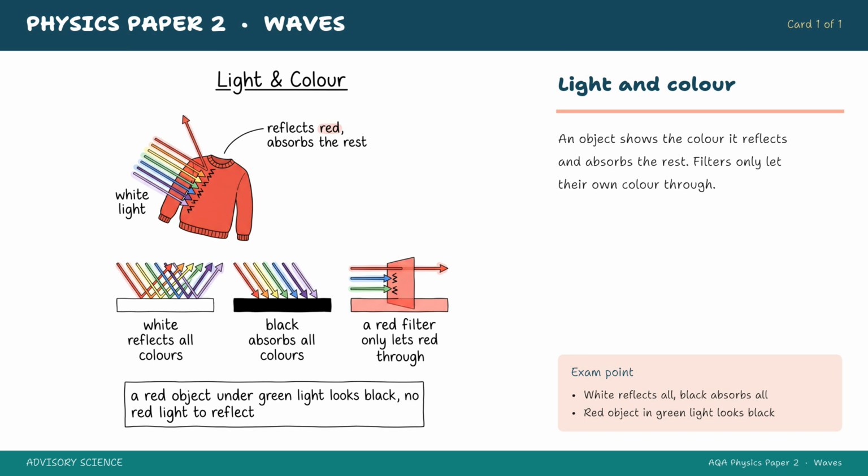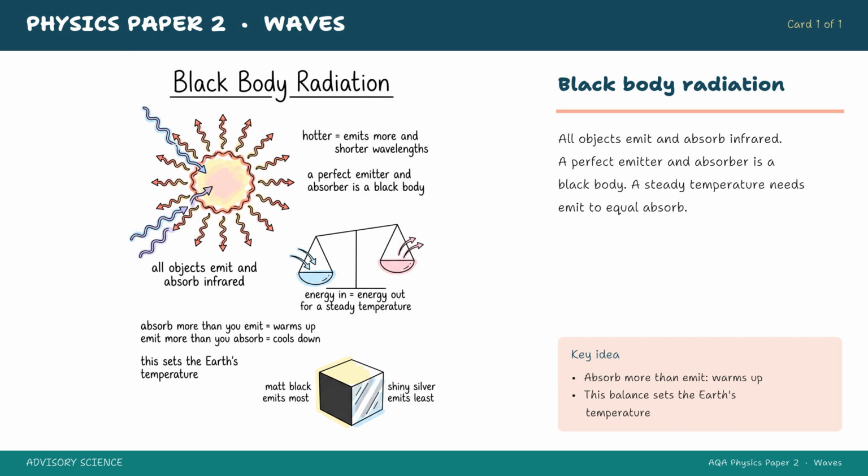Black body radiation. Black body radiation is the electromagnetic radiation given off by all objects because they have a temperature. A perfect black body is an ideal object that absorbs all the electromagnetic radiation that falls onto it. It also emits radiation better than any other surface. For a steady temperature, an object must emit energy as fast as it absorbs it.